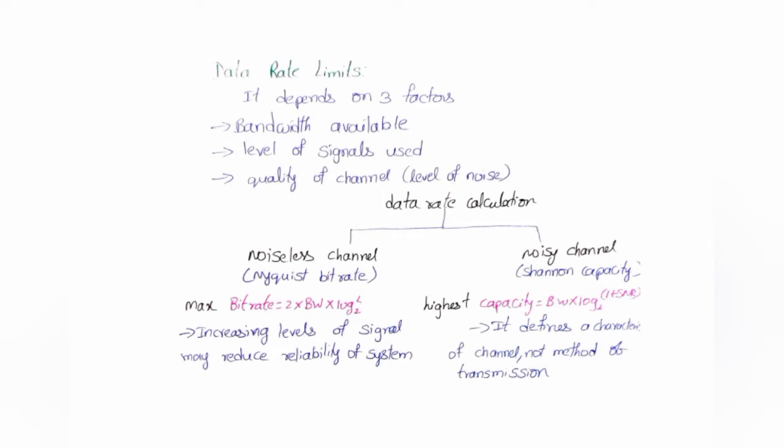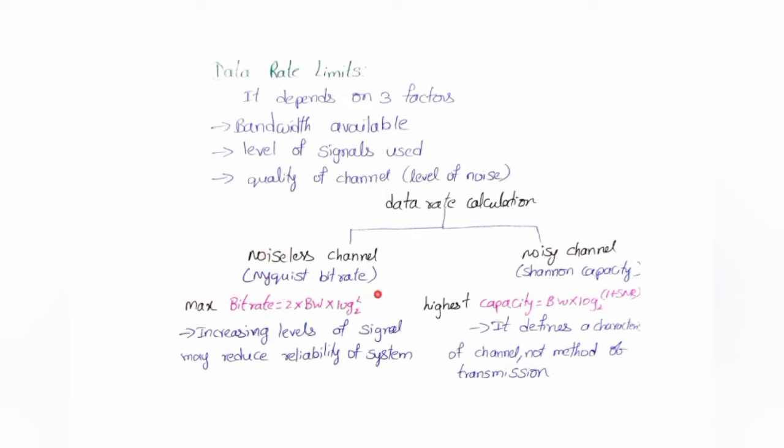Here the data rate calculation will be done based on two theoretical formulas, that is the noiseless channel and the noisy channel. Noiseless channel means the Nyquist bit rate and noisy channel means the Shannon capacity. In the Nyquist bit rate, the maximum bit rate will be calculated as 2 into bandwidth into log L base 2.